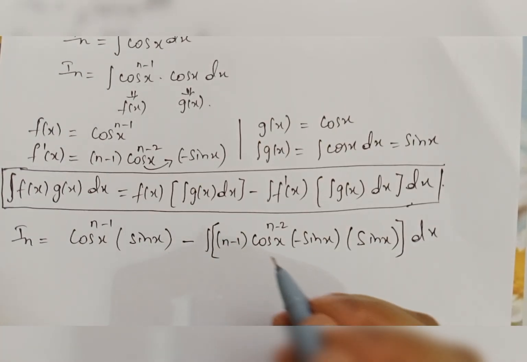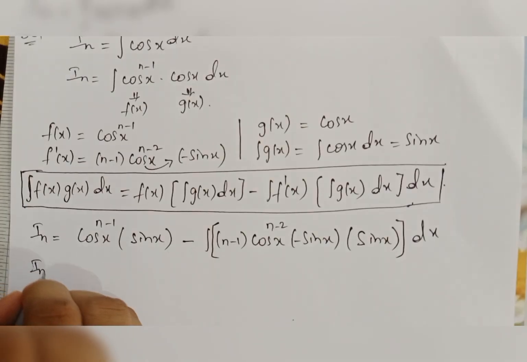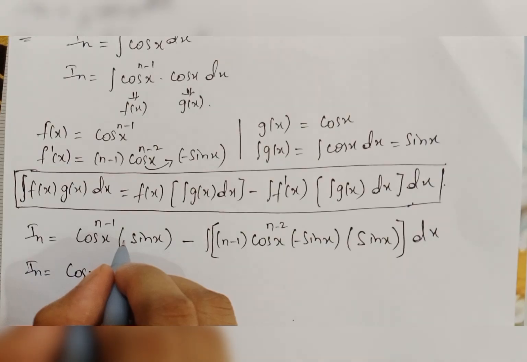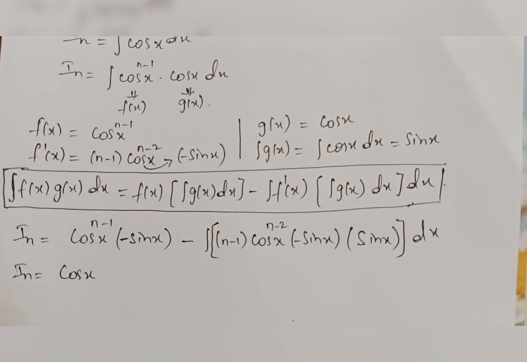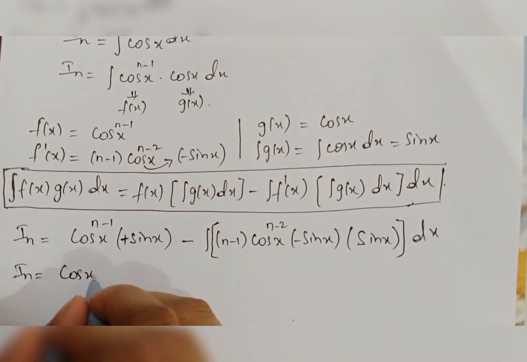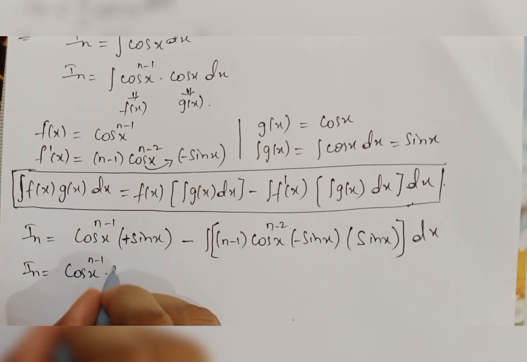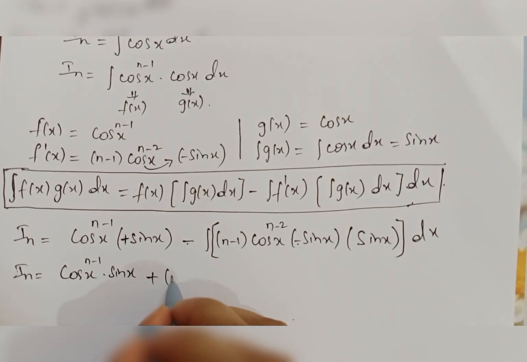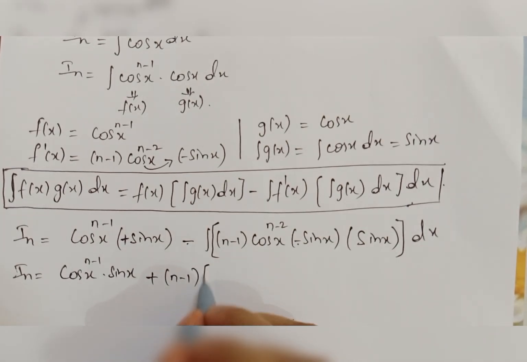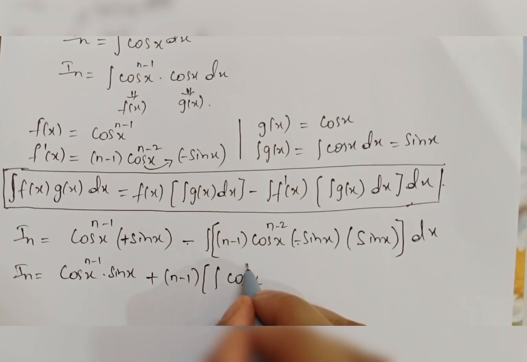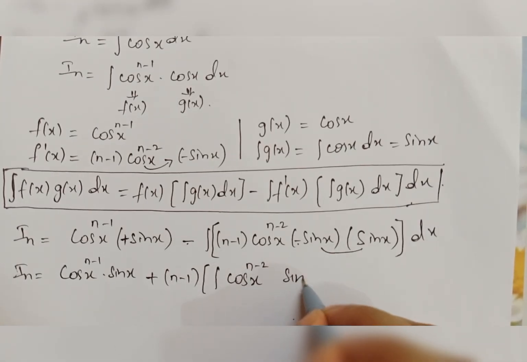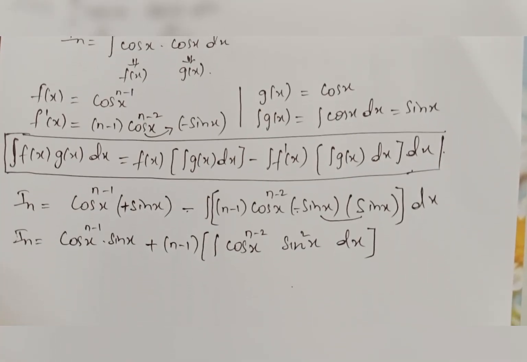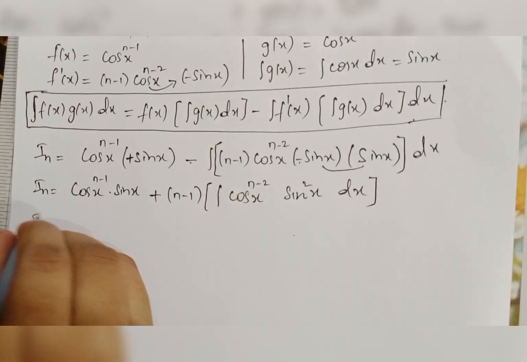Okay, now In is equal to cos x power, sorry, here it will be minus, no, it's right, it is plus only. So cos x power n minus 1 into sin x, and here this negative becomes positive, and n minus 1 I'll write it outside, and integral of cos x power n minus 2, sin into sin will become sin square x dx. Right, now we can write sin square x as 1 minus cos square x.